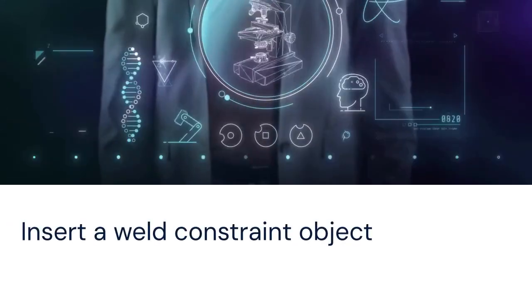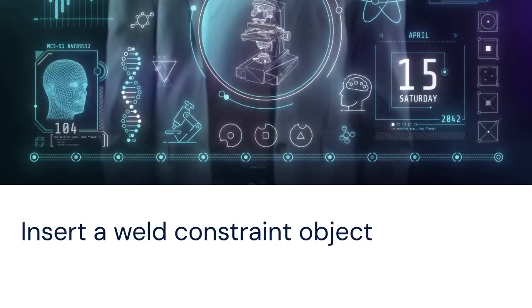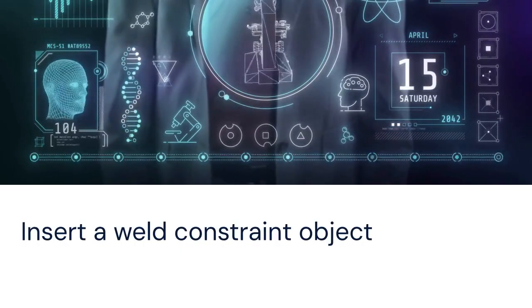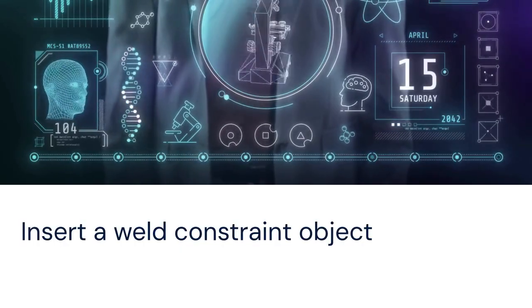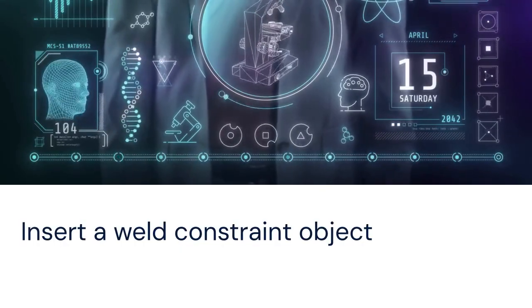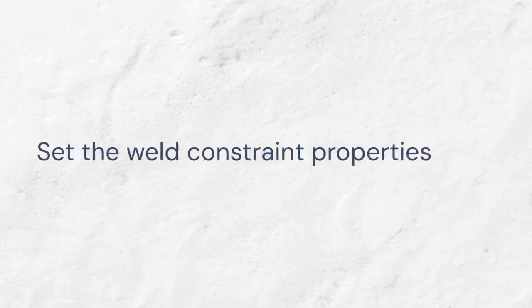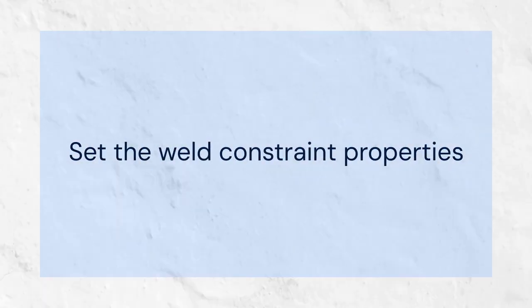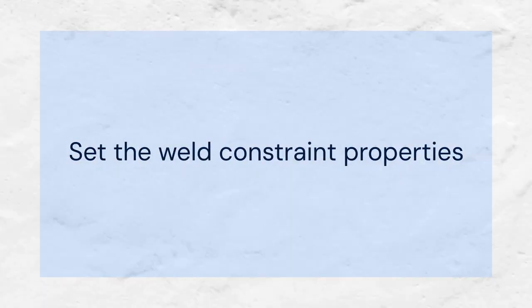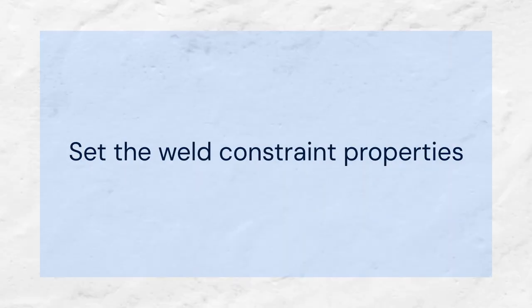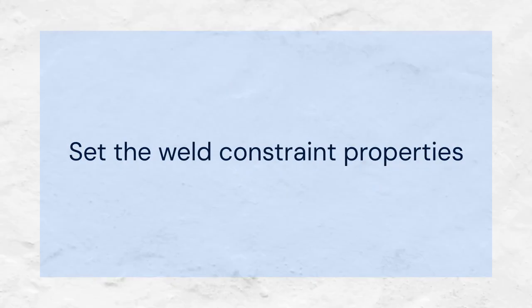After positioning and sizing, we will weld the humanoid root part to the character. This keeps the part connected as the character moves. You'll need to use a weld constraint object. Insert a weld constraint into the humanoid root part. Then, set the Part0 property of the weld constraint to the humanoid root part and the Part1 property to the torso or the main body part of your character.